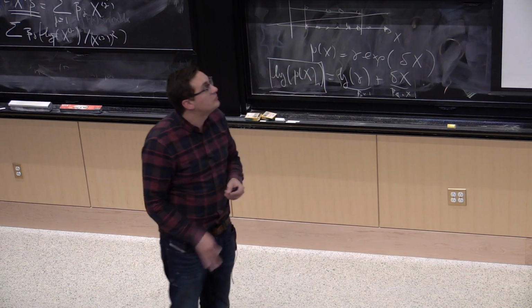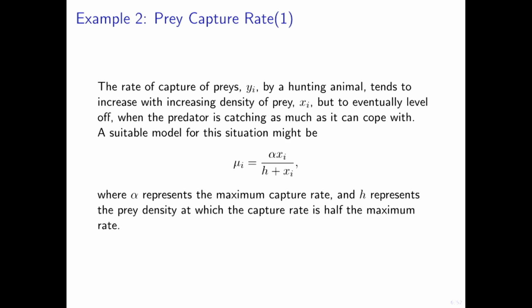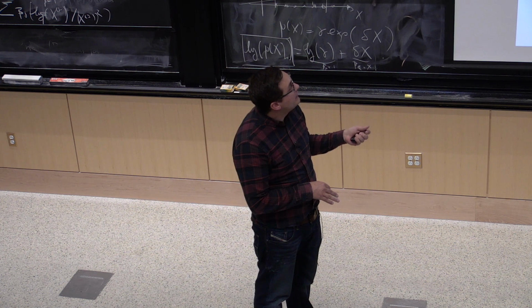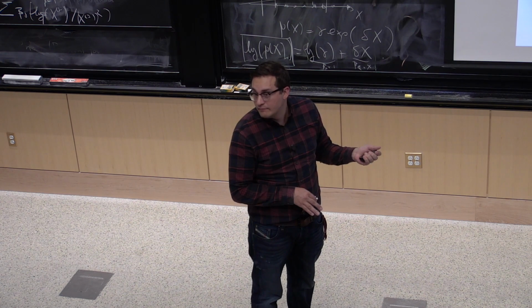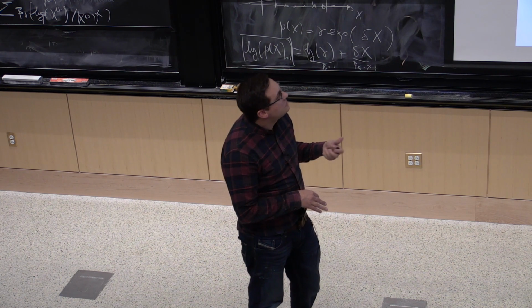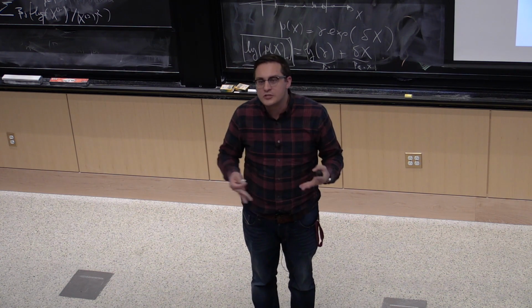Another example is the so-called prey capture rate. So here, what you're interested in is the rate of capture of prey, yi, for a given prey, and you have xi, which is your explanatory variable, and this is just the density of prey. So you're trying to explain the rate of captures of prey given the density of the prey, okay? And so you need to find some sort of relationship between the two.